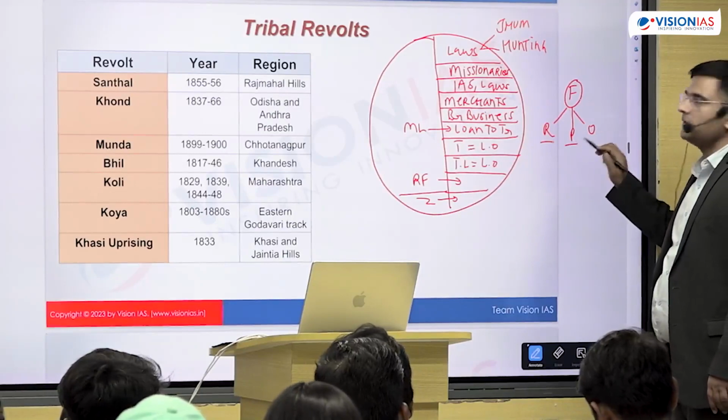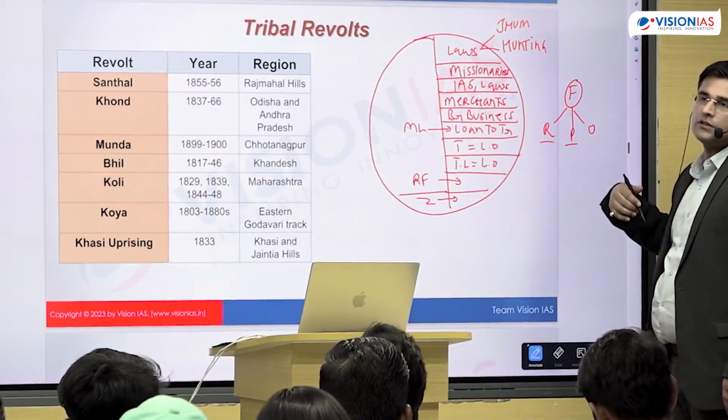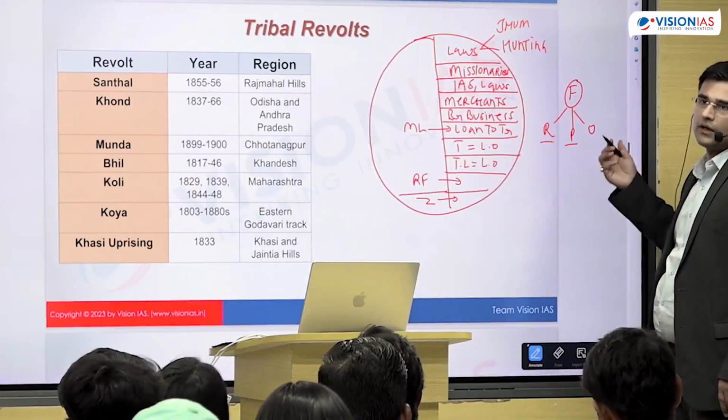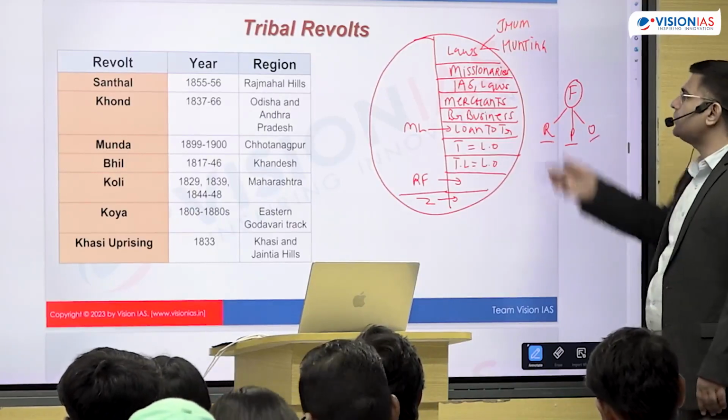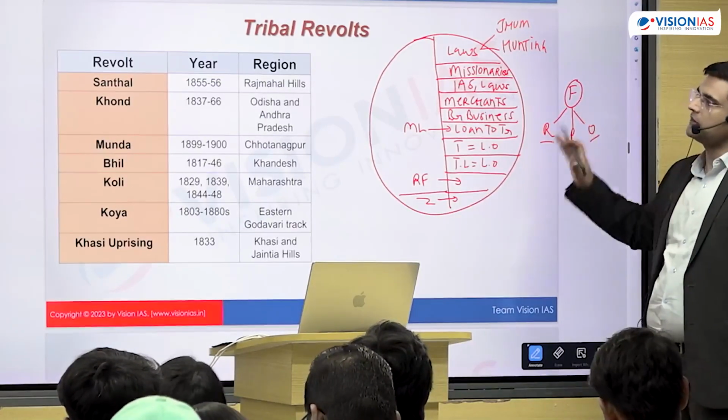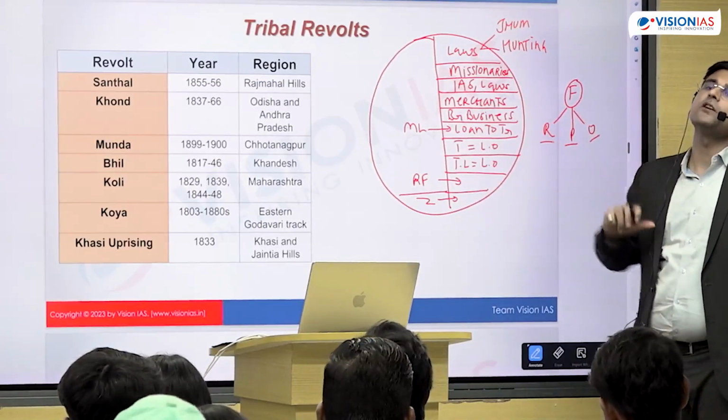The tribal can collect forest produce for his own consumption, but cannot sell it for extra cash income. So there is loss of right to forest produce, and it is open to all, right? So therefore, this is what is said, that the tribal life was turned upside down.